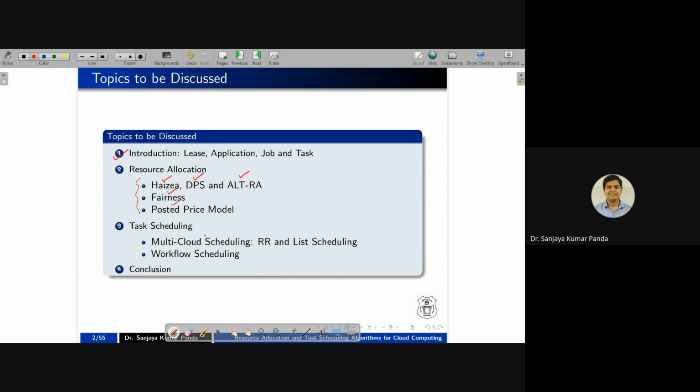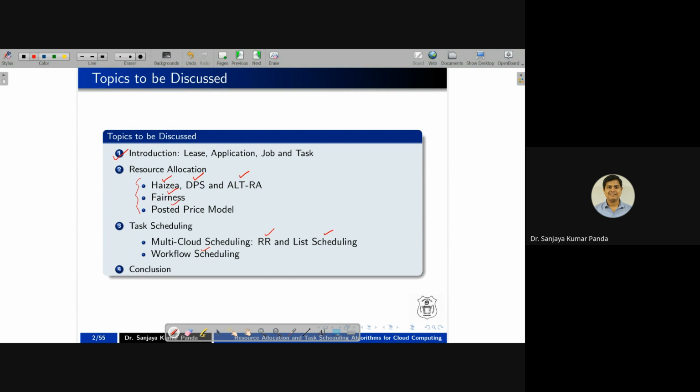Under multi-cloud scheduling, we'll see two popular algorithms. One is round robin, another is called list scheduling. Round robin is obviously a very popular algorithm, but it has some drawbacks in the context of multi-cloud scheduling. So there is another algorithm, an extension of the round robin algorithm, called list scheduling, that we'll discuss. Then we'll see the concept of workflow scheduling.